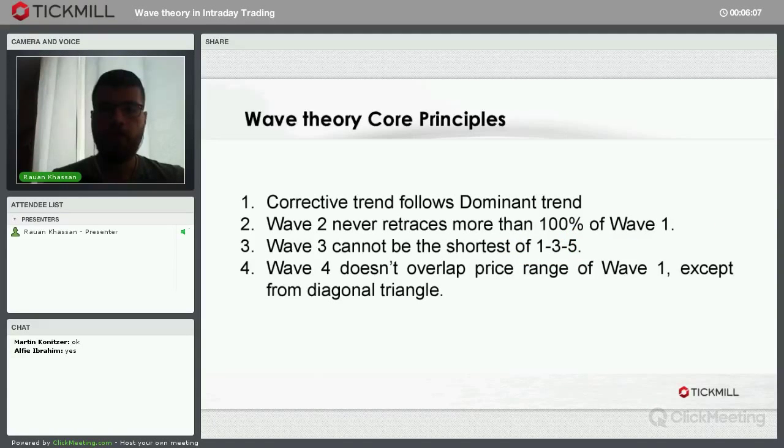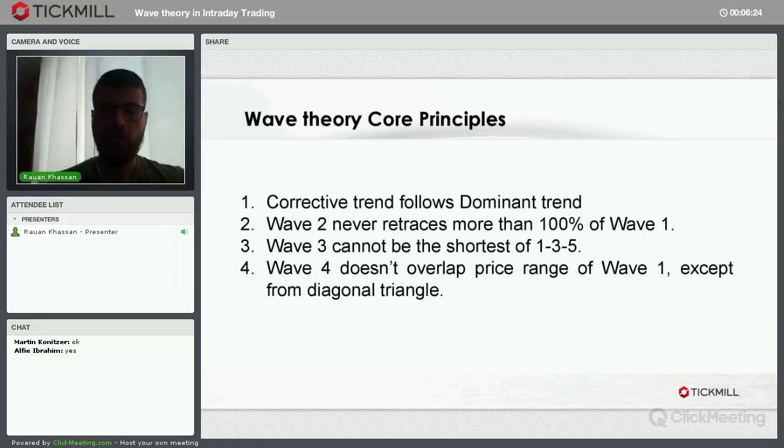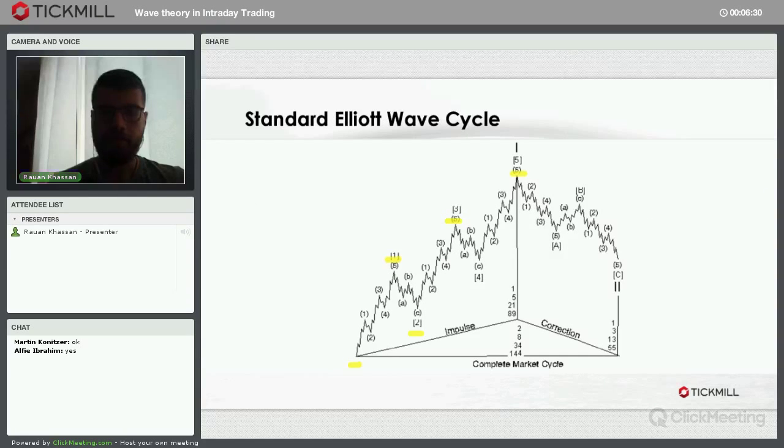Third, wave 3 cannot be the shortest of waves 1, 3 or 5. In other words, it stays above the impulse lines. This principle is confirmed on the standard chart. Fourth, wave 4 does not overlap the price range of wave 1, except in a down trend. That means that wave 4 should stay above the top of wave 1. If it happens otherwise, it still could be a triangle.